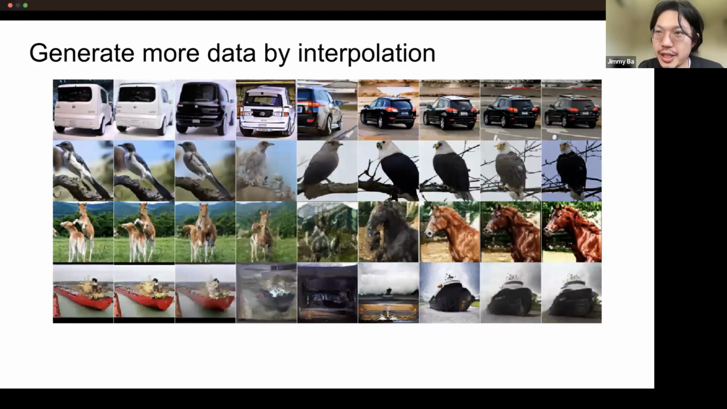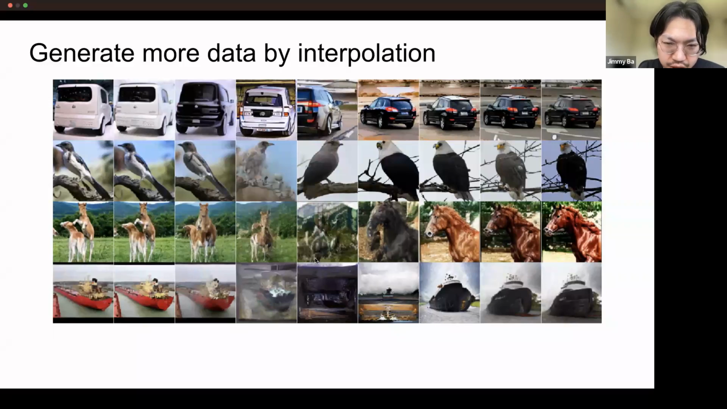And you can do a bit more to improve the performance. For example, you can ask the model, hey, can you generate something that's in between two images? So there are two real images, the one on the left and the one on the right. And you can ask the model, can you help me generate a very natural transition between those two images? Sometimes it works very well, as in the example of the cars. It sometimes doesn't work so well, in the example of the ship, which is the last row, and also the horse images. Nevertheless, this gives you even more ways to synthesize more and more training data.